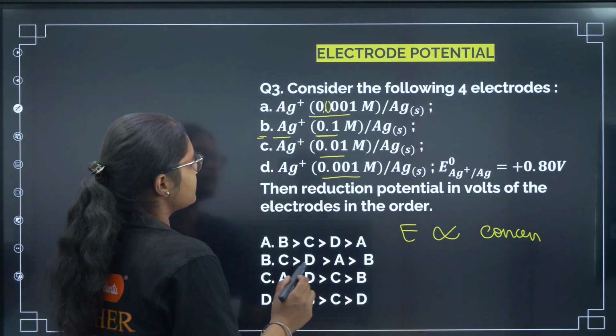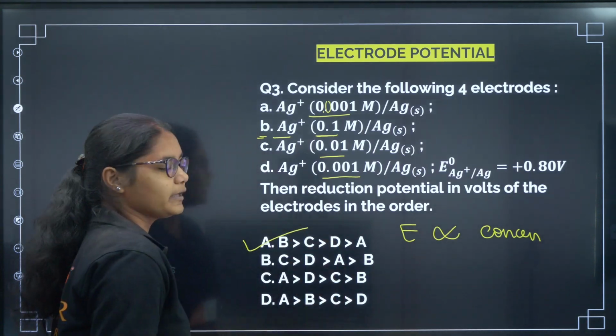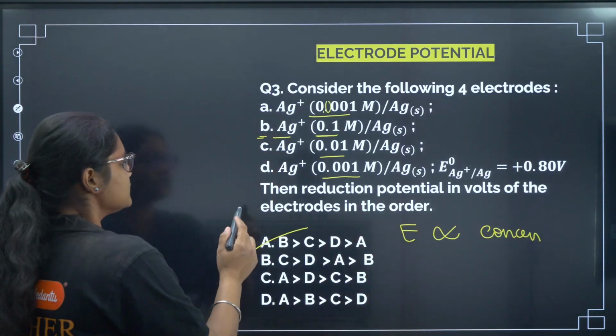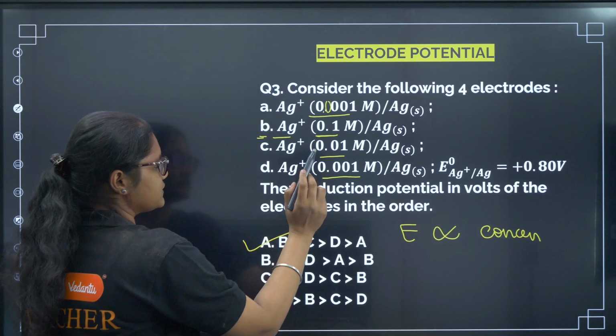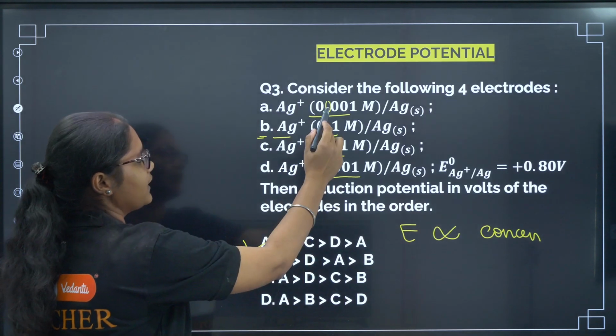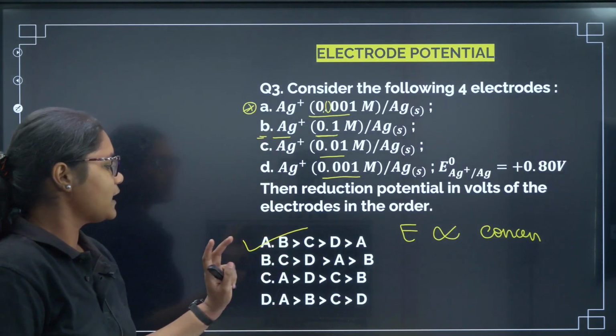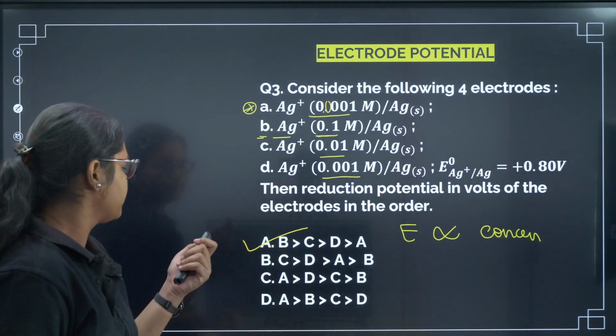So the correct answer for this one will be option A, as reduction potential is directly proportional to concentration. B is 0.1, highest concentration, then we have C, then D, and then A. So please change this one. The correct answer for this question is option A.